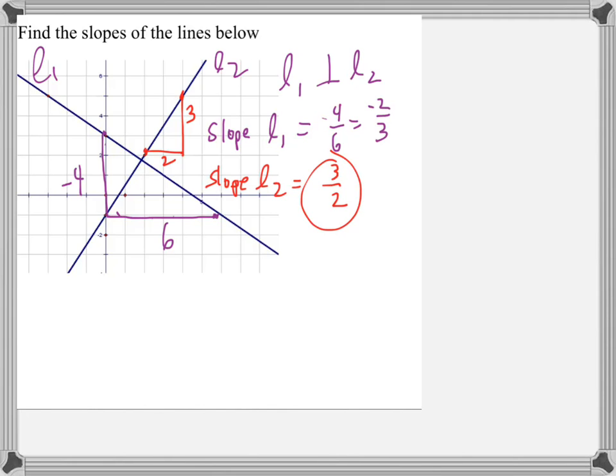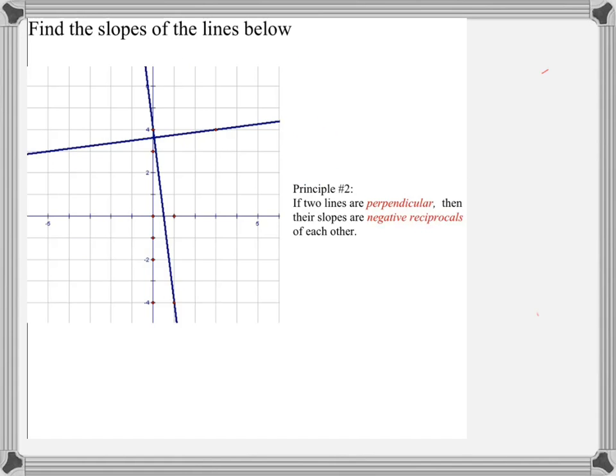Now let's compare these two numbers, 3 over 2 and negative 2 over 3. Clearly they're not equal, but we can see some pattern here. Okay, 2/3 is the reciprocal of 3/2. Also, negative 2/3 has the opposite sign of positive 3/2. So this leads us to principle number 2. If two lines are perpendicular, their slopes are negative reciprocals of each other. So they're reciprocals, but they also have, by negative I mean opposite reciprocals. Okay, so they have opposite signs to each other.